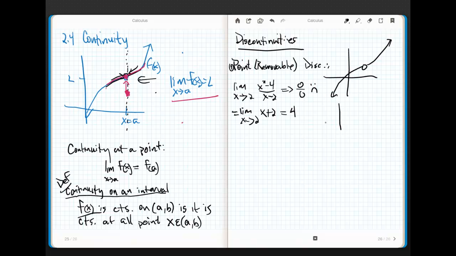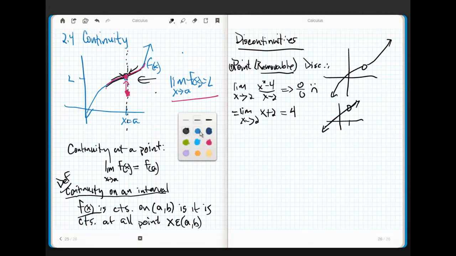So what I end up with is this function right here, but at 2, I've got a hole. Okay? Now, how could we remove that discontinuity? That's clearly a point discontinuity, right? How could I pull that thing out so that I no longer have that discontinuity? Because in calculus, sometimes we're going to need to be able to talk about continuous functions. Having continuous functions is one of the cornerstones of being able to do a lot of things in calculus.